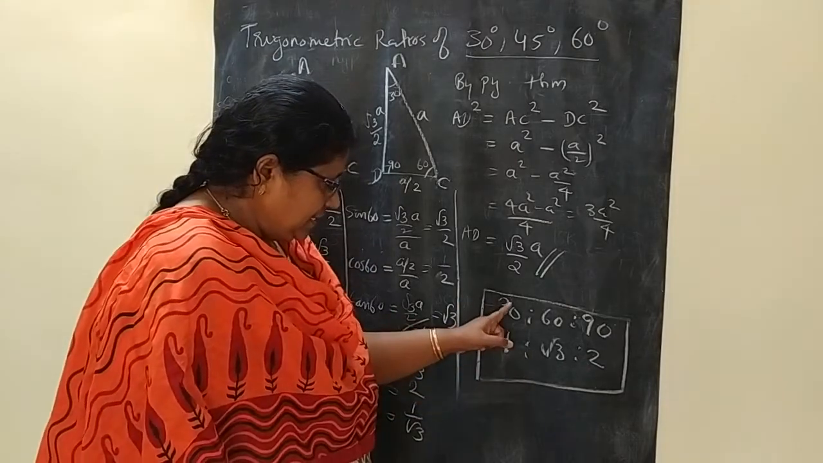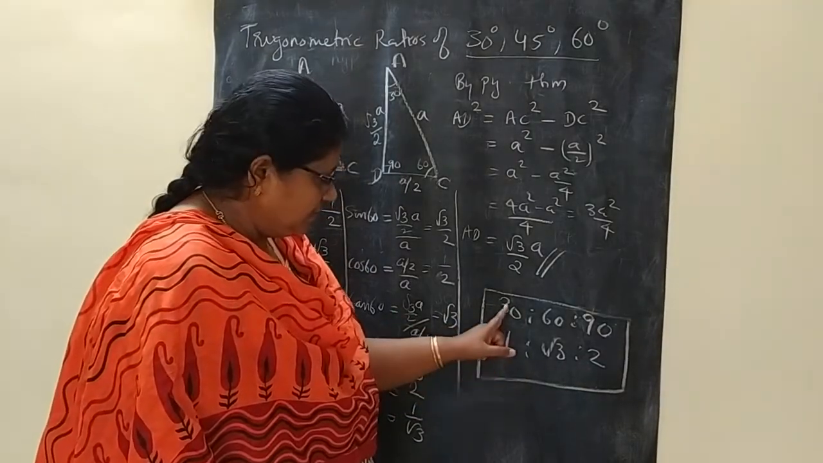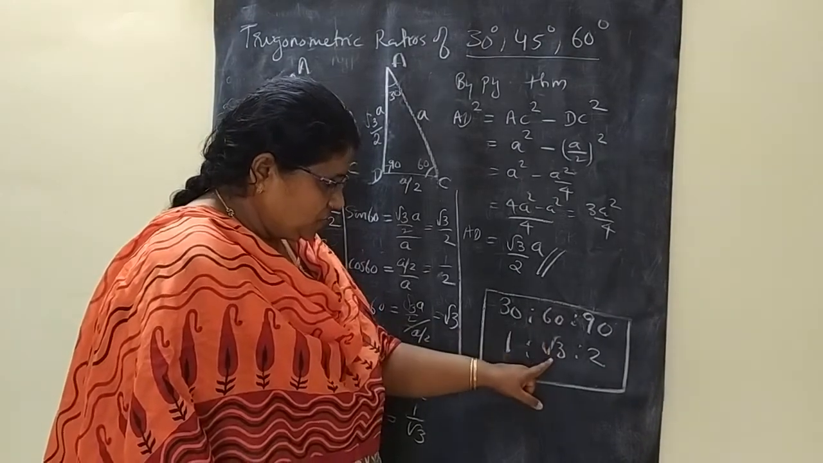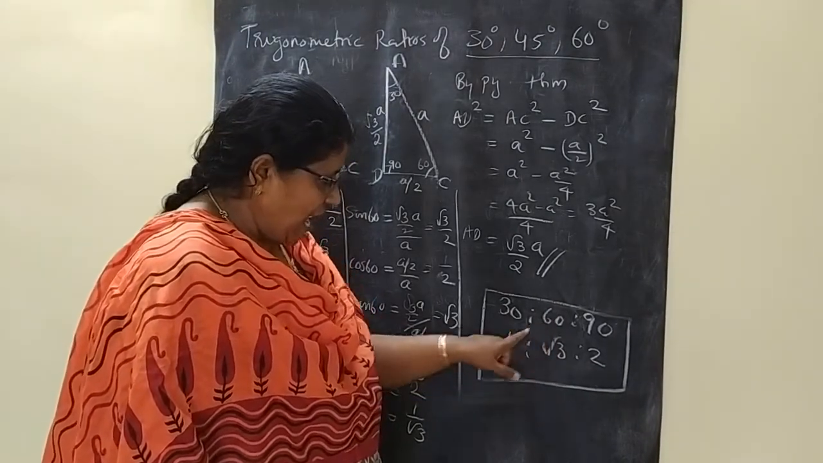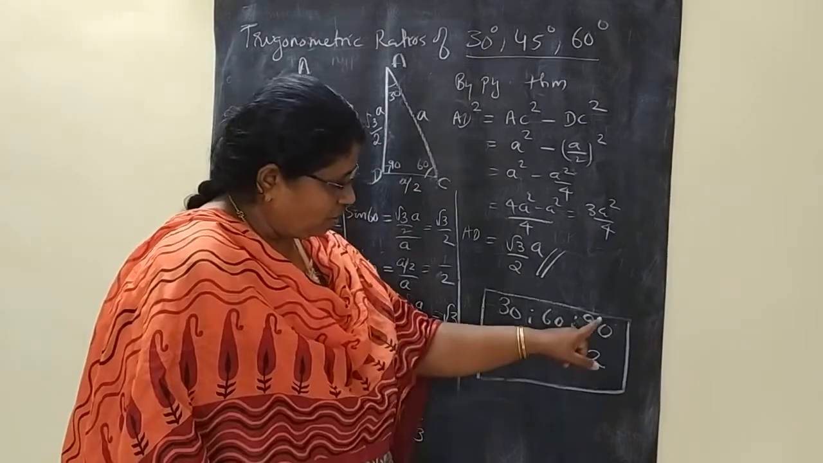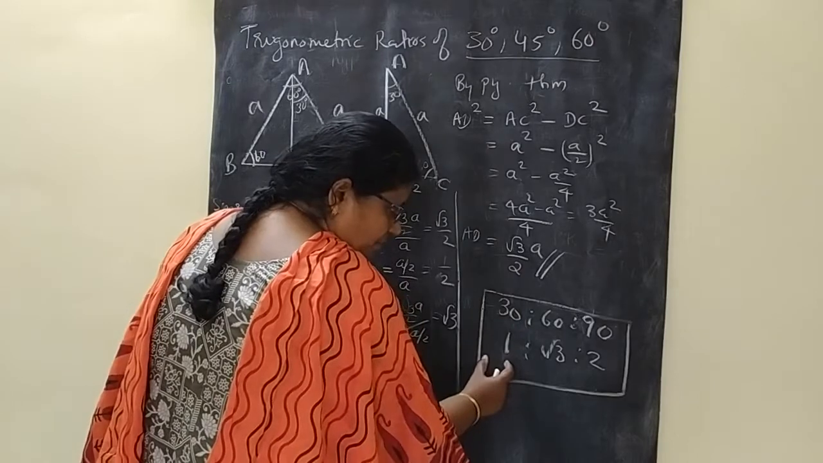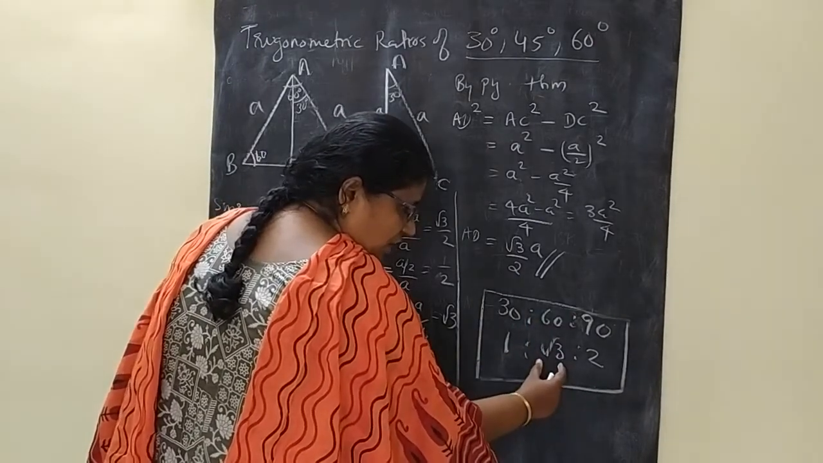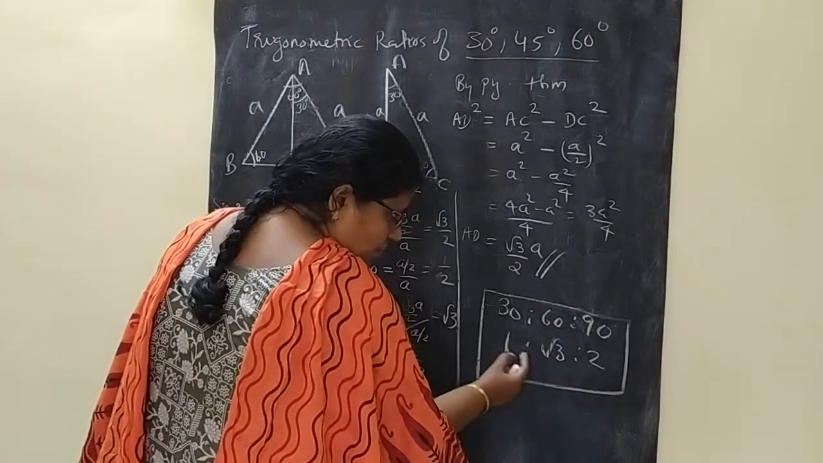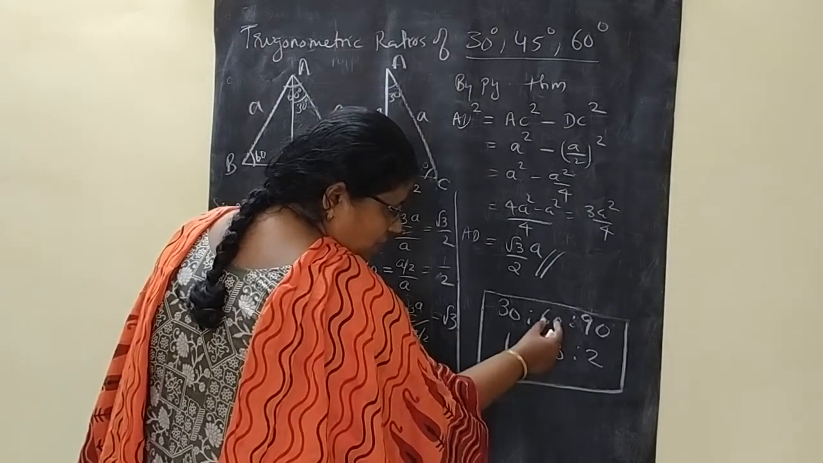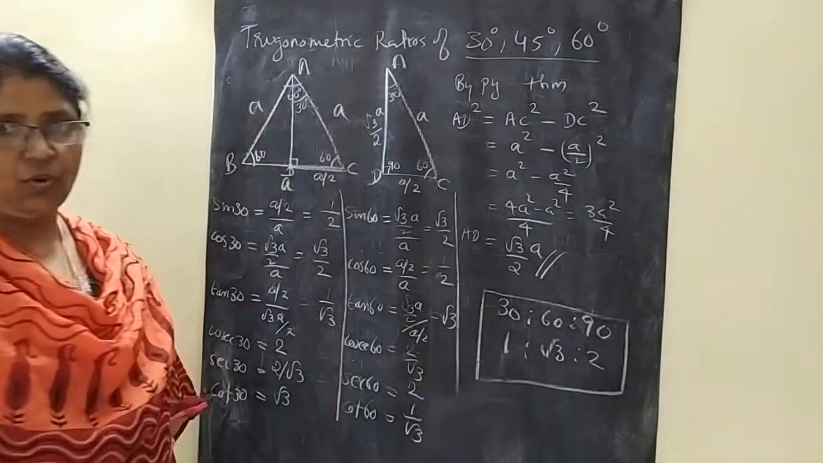Meaning, for 30, the opposite is 1 and the adjacent is root 3. For 60, the opposite is root 3 and the adjacent is 1, and the hypotenuse is always 2. The opposite of 30 is 1, the opposite of 60 is root 3. So when one is the opposite, the other is the adjacent. The opposite of 60 is root 3, so the adjacent of 60 is 1.